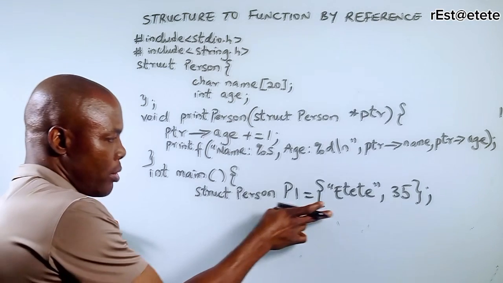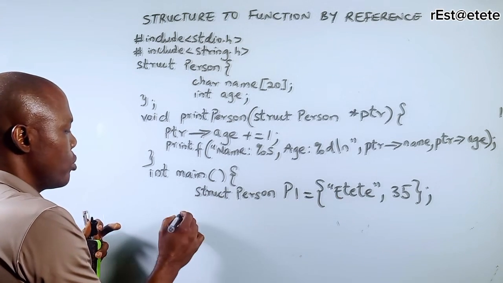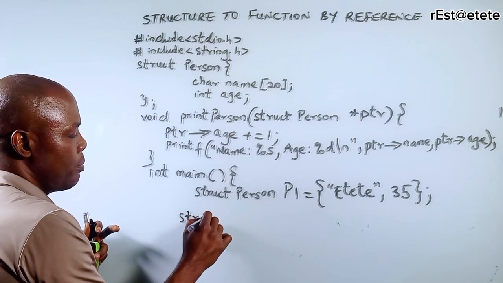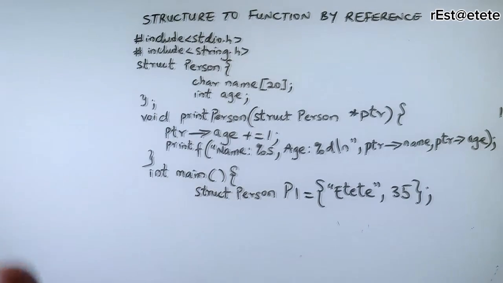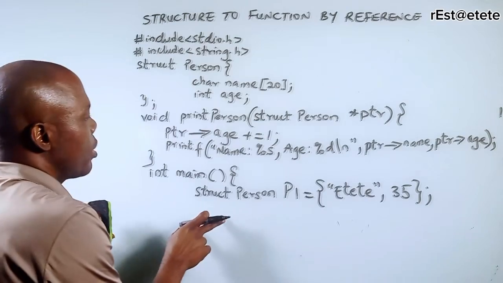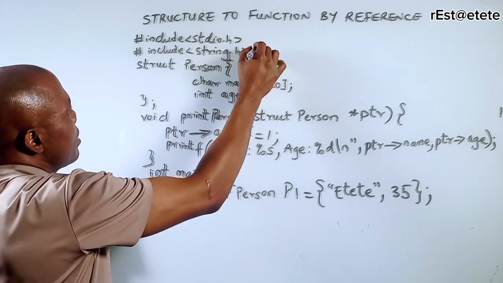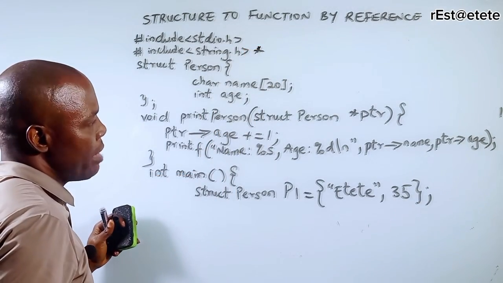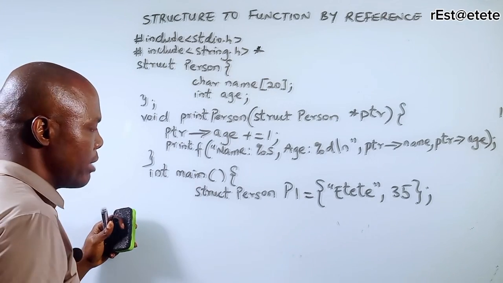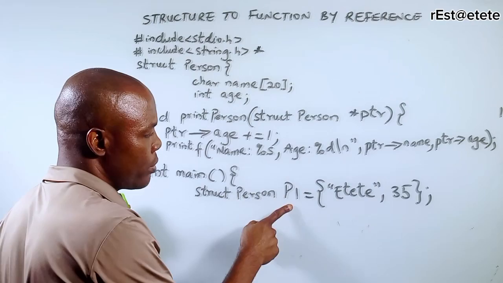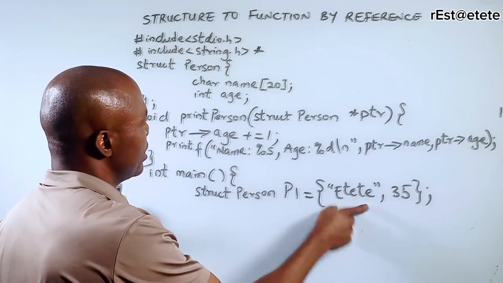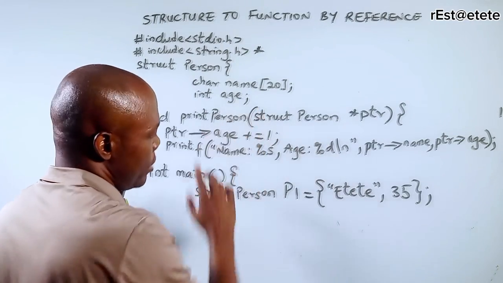Now, because I'm doing this, I'm not going to use my strcpy anymore. Because I'm not using it, I might not need that toolbox, but let's just leave it that way. With this, I declare my variable and then I assign value. So theta will go to name and 35 will go to age.